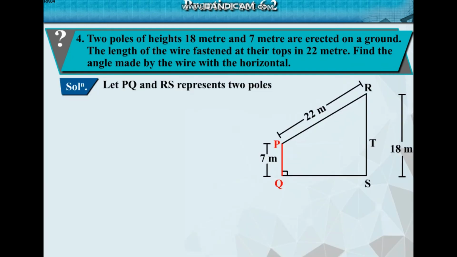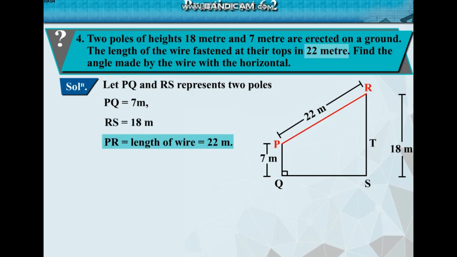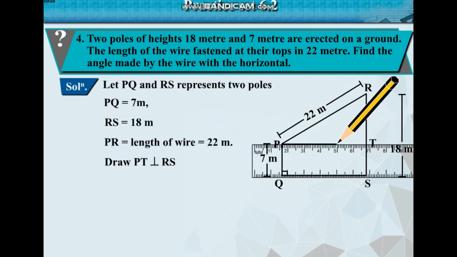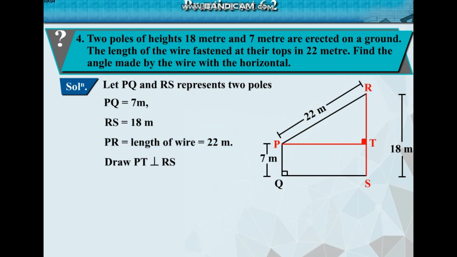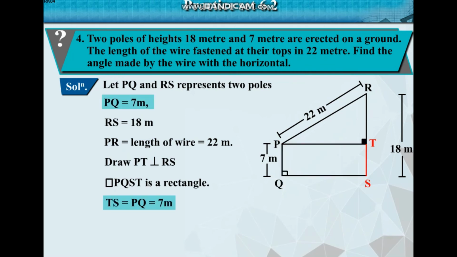Solution: let PQ and RS represent two poles. PQ is equal to 7 meters, RS is equal to 18 meters. PR is equal to length of wire is equal to 22 meters. Draw PT perpendicular to RS. PQST is a rectangle. TS is equal to PQ is equal to 7 meters.